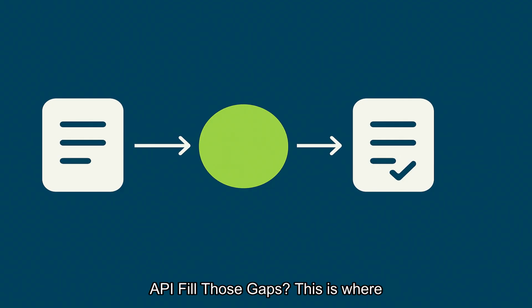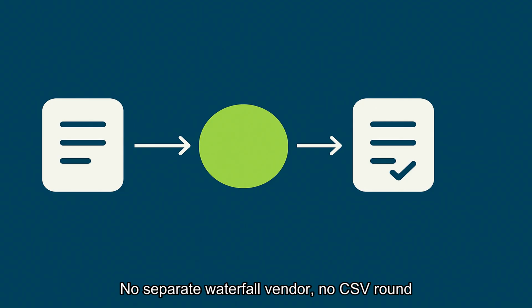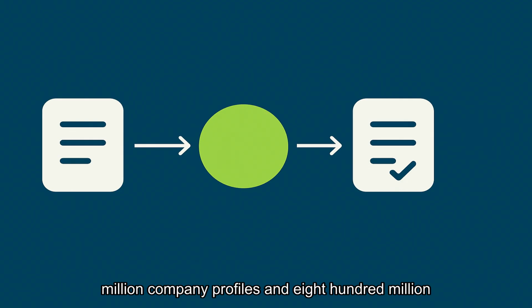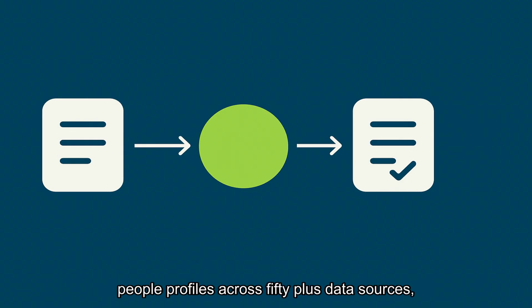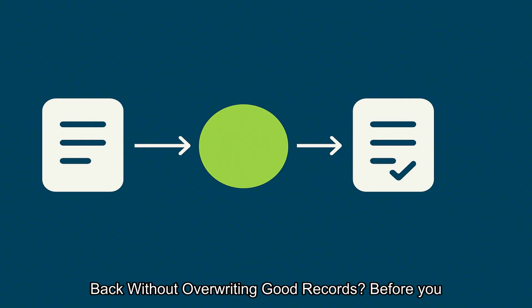How does the Explorium API fill those gaps? This is where the Explorium API does the work. Install it with pip install Explorium, or npm install at explorium/sdk, and call it from your Claude Code terminal session. No separate waterfall vendor, no CSV round trip. Explorium covers over 150 million company profiles and 800 million people profiles across 50+ data sources, so one call fills firmographic and contact fields in a single pass. Send up to 1,000 entities per call at 100 queries per second, and you enrich a full segment, not a 20-record sample.